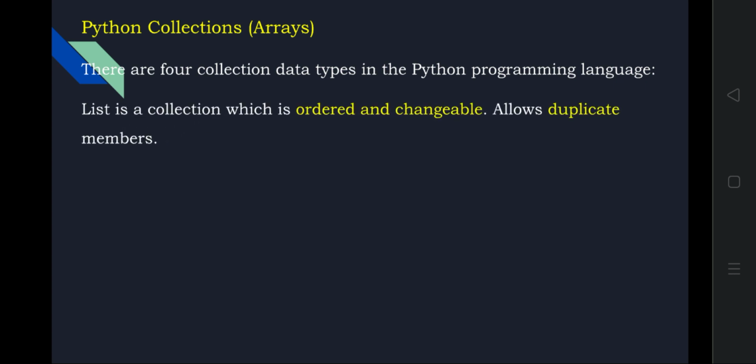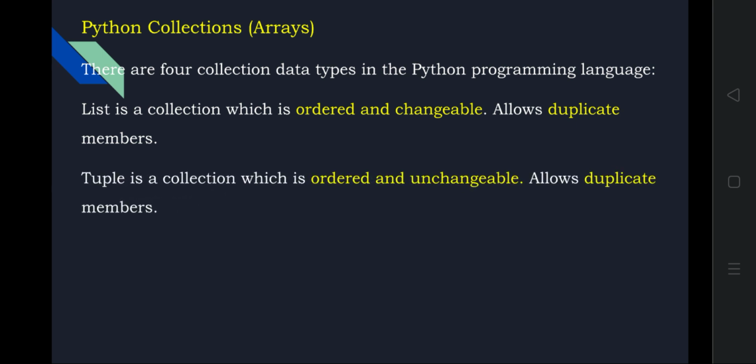List is a collection which is ordered and changeable and allows duplicate members. Actually, what it means is a list can have different data types, but they are in order. Whatever the data, they are in order, and it is changeable, which means we can add and remove items from the list. That is the nature of the list, and it also allows duplicate members. That means the same members can be repeated in different places in a list. So that is the nature of the list.